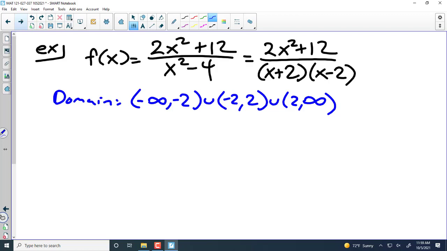So far, so good? If those are the numbers we kick out of our domain, are those also going to correspond to our vertical asymptotes? We have two vertical asymptotes. This directly gives me my vertical asymptotes. And my vertical asymptotes are x equals 2 and x equals negative 2. So far, so good. Horizontal asymptote.